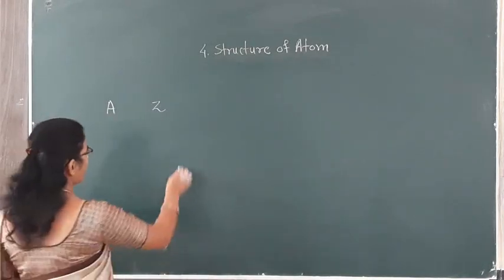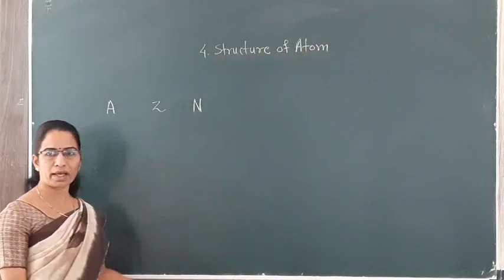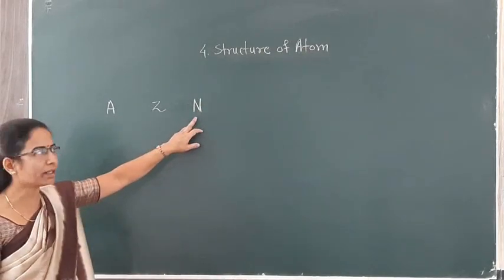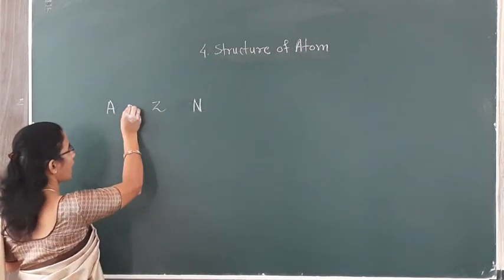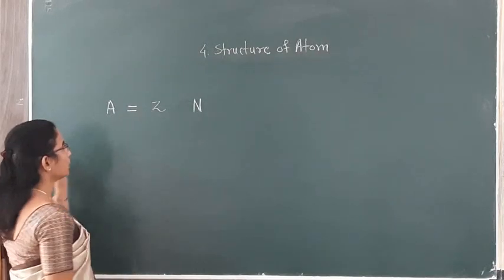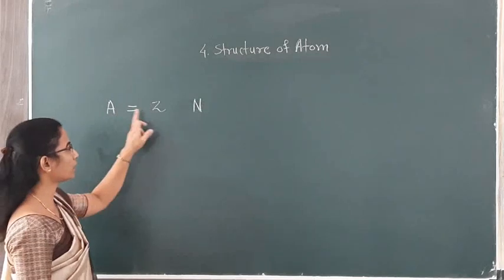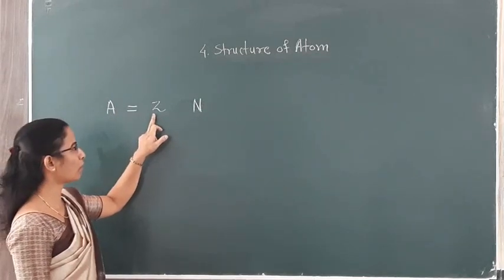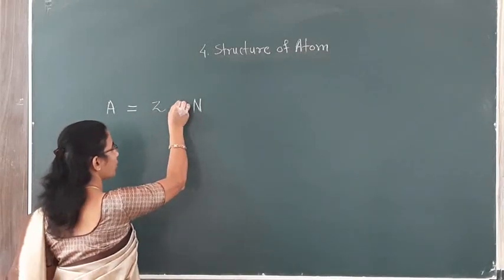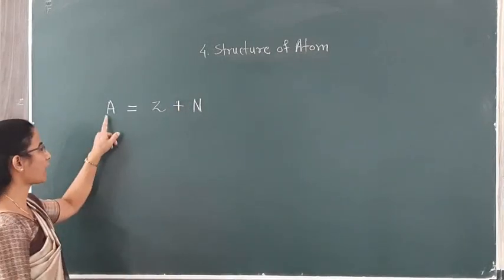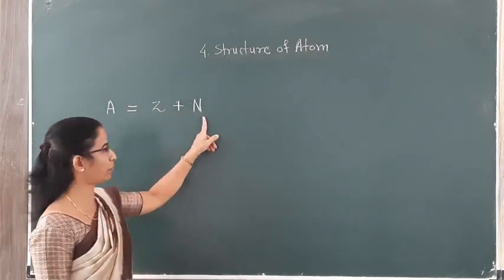Again, we represented the number of neutrons present in the nucleus of an atom by symbol N, and from these symbols we saw that the mass number of any element is the sum of the number of protons and the number of neutrons present in the nucleus of an atom. That is, we derived A is equal to Z plus N, this simple equation.